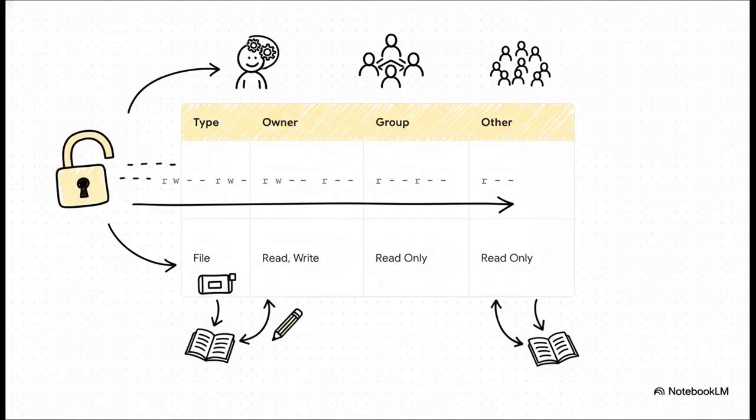And this is how you see it all in action. You've probably seen that cryptic string of letters when you run a command like ls -l, and it can look pretty intimidating, but I promise it's way simpler than it looks. It's just broken into 3 little sets of permissions. One for the file's owner, one for the file's group, and one for everybody else. So in this example here, the owner can read and write the file. The group can only read it, and everyone else, they can only read it too.